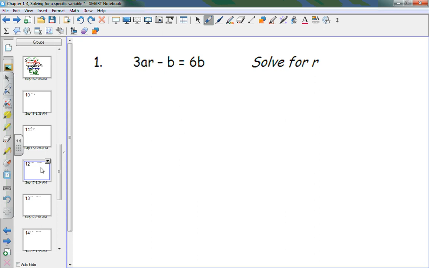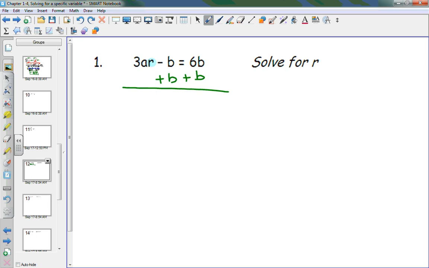Now, we're going to start off your worksheet with you. I'm skipping two of those because I want to make sure you guys are understanding what we're doing now. So let's start off small here. And let's do 3ar minus b is equal to 6b. And we're solving for r. There's only one r in there. Since there's only one r in there, I need to get rid of that doing PEMDAS backwards. So what's attached by the subtraction to b? So I'm going to add b to both sides.